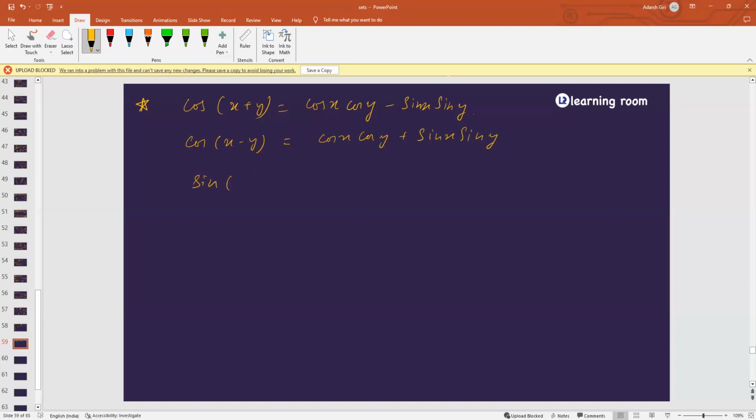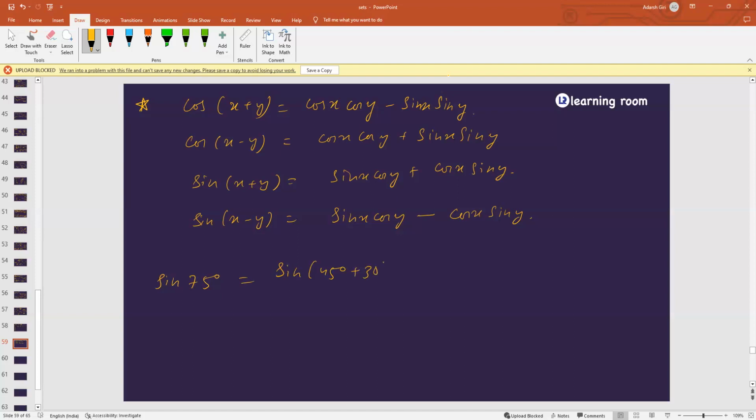If it is sin(x plus y), it is sin x cos y plus cos x sin y. If it is sin(x minus y), it is sin x cos y minus cos x sin y. Let us do it till here for today. Now see here. If I want to calculate the value of sine of 75 degrees, I don't know this. But can I write it as sine of 45 plus 30 degrees? And I put this in this particular formula to get the results.